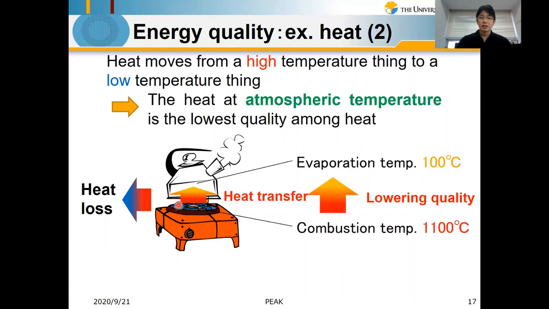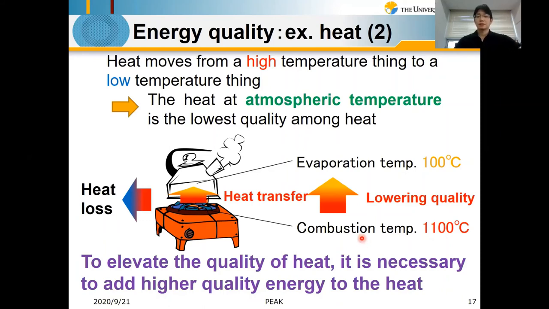Water evaporation takes place and steam is produced in a kettle. However, now, if we imagine there is no heat loss, heat is perfectly transferred into water. In this case, energy is transferred from this gas combustion to the water in the kettle. However, at the same time, high energy quality heat transfers to low energy quality heat from the energy quality point of view, because the evaporation temperature is maximum about 100 degrees C. So the energy quality of combustion temperature is much higher. This means that we degrade the energy quality by heat transfer.